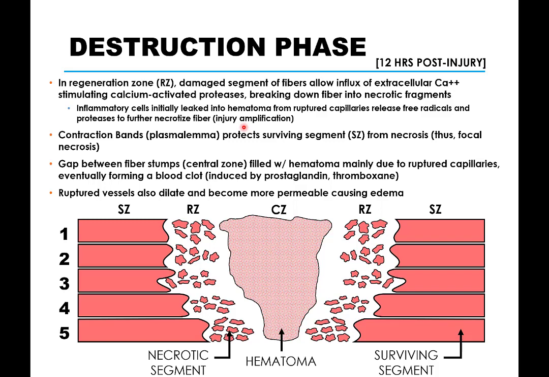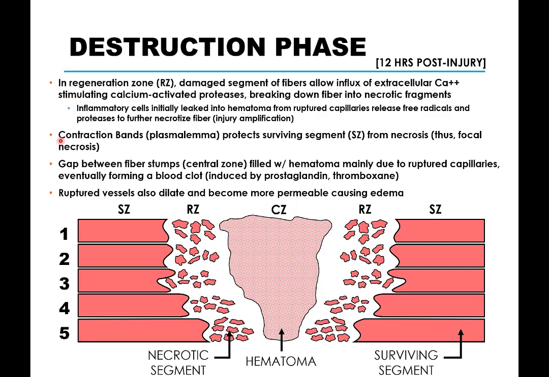So within individual muscle fibers, how is it that only the damaged areas are necrotized and not the remaining undamaged areas? Well, during this destruction phase, as the damaged fiber undergoes degradation and necrosis, new plasma membranes form along the edges of the undamaged portions of the muscle fiber. These are referred to as contraction bands. These contraction bands essentially protect the undamaged portions of the muscle fiber from degradation and necrosis.